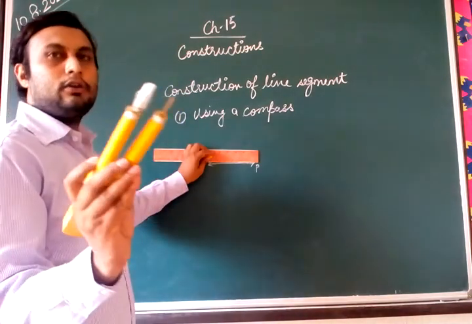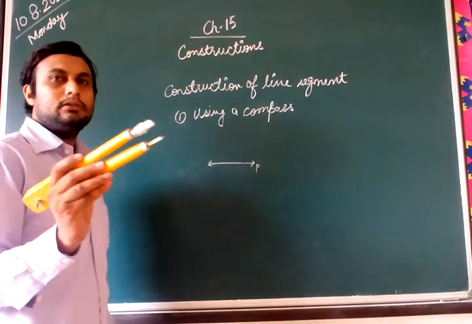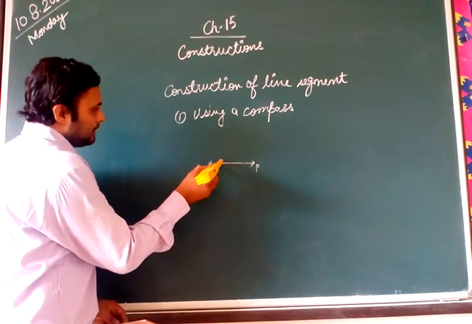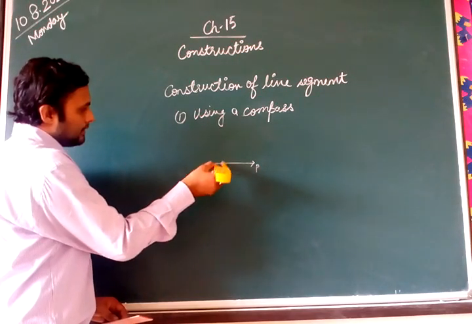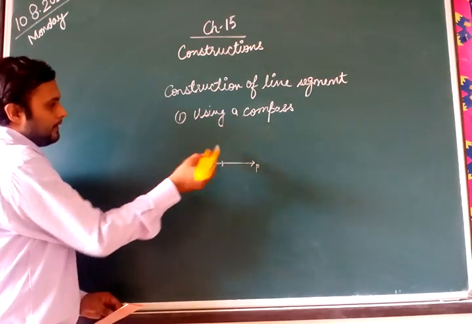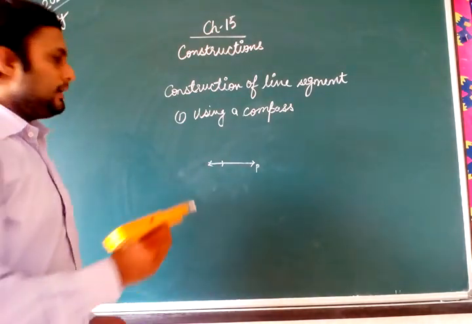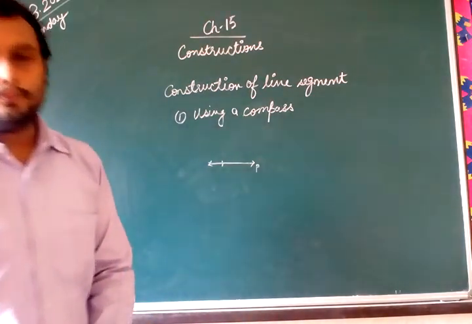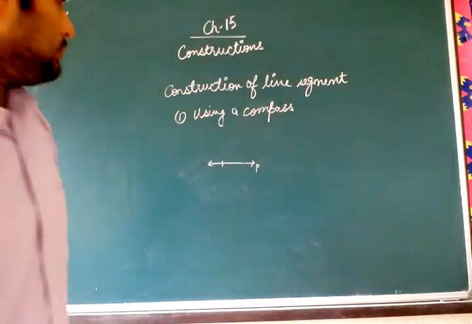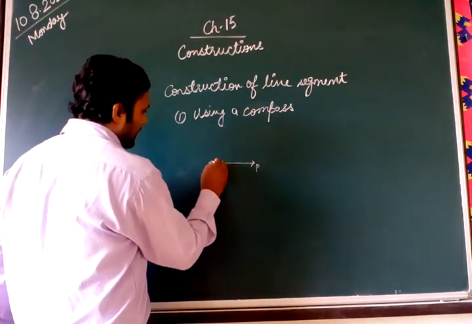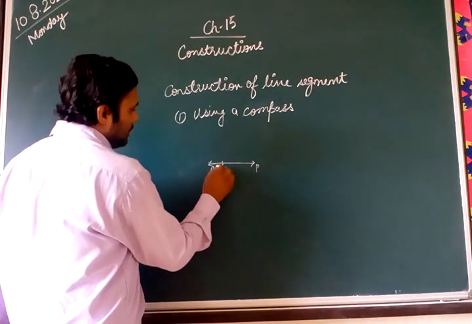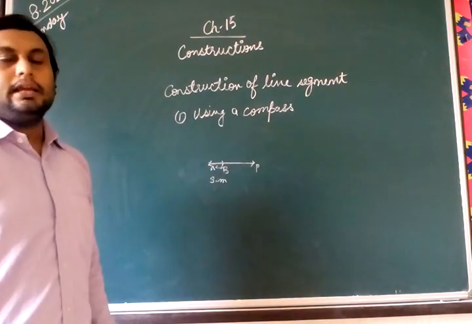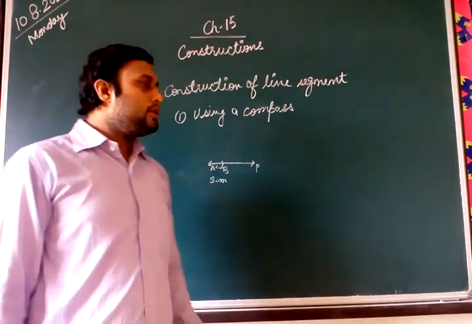You have taken the span of 3 centimeters, and without disturbing it, you place the initial position here and draw an arc like this. We put a point over here as the initial point, and we draw an arc. The arc is going to meet line P at B, and the initial position we have taken is A. So this is 3 cm. In this way you can draw a line using a compass.